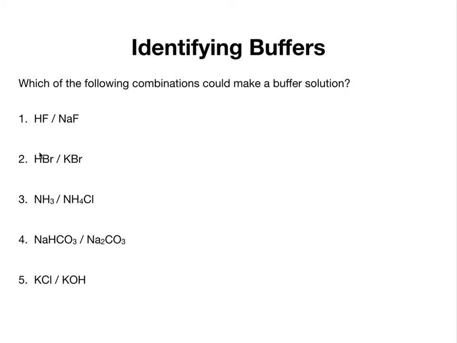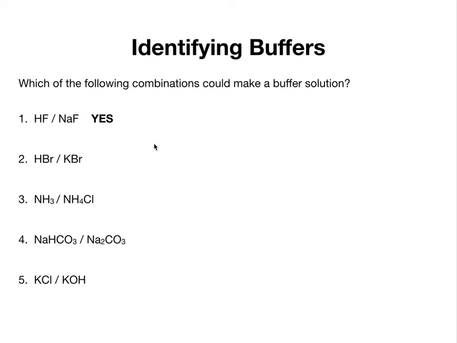All right, let's consider number one. Okay, so remember, what is a buffer made of? A weak acid and its conjugate base. Okay, what do you think about number one? Yes, this combination could make a buffer solution. We have a weak acid. This is not one of the 6 strong acids. We have a weak acid and its conjugate base. So this would make a buffer solution, this combination.